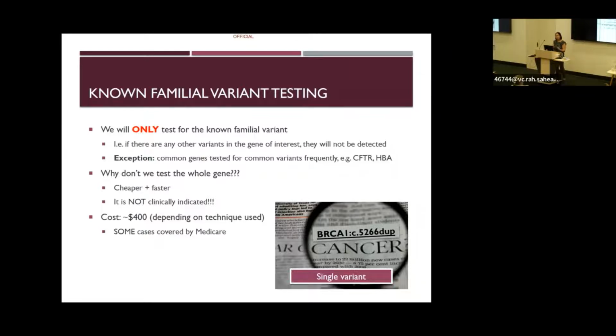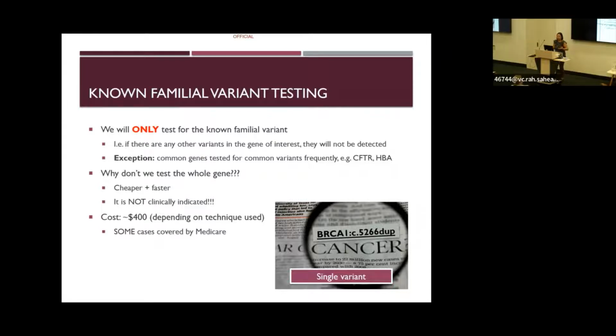The only exception to that is if we have a common variant panel, such as for cystic fibrosis that we do frequently, we will just test all of those at once, because that's the way our assay is set up. Why aren't we testing the whole gene? As we talked about before, it's cheaper, it's faster, and it's not clinically indicated.